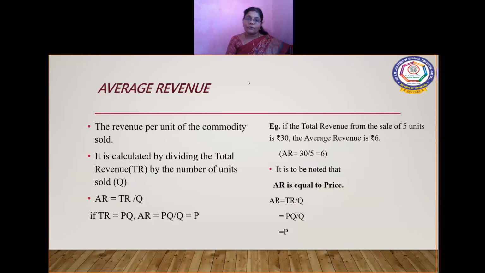Okay, next we discussed the total revenue. Now we are going to discuss the average revenue. In the previous class, we discussed total cost and average cost. Here, instead of cost, we have the word revenue. That's it. The revenue per unit of the commodity sold is known as average revenue. It is calculated by dividing the total revenue by the number of units sold.